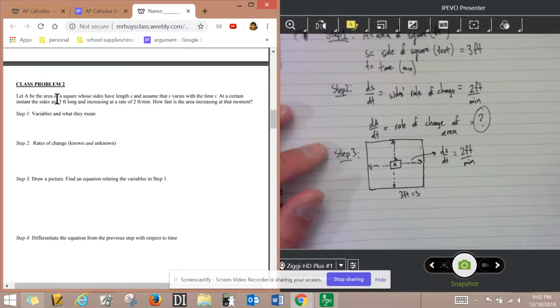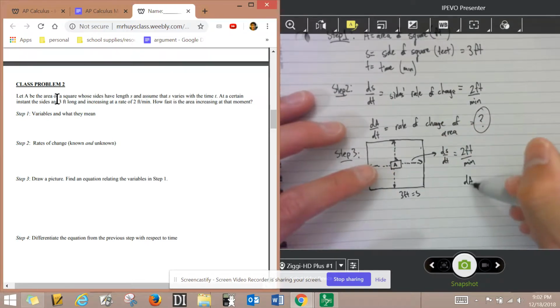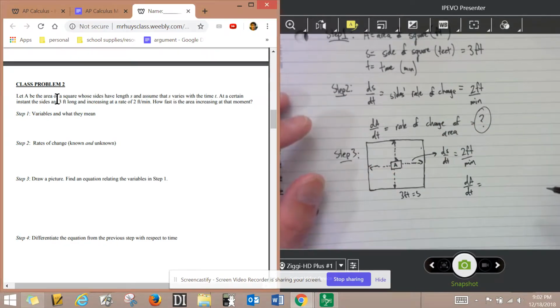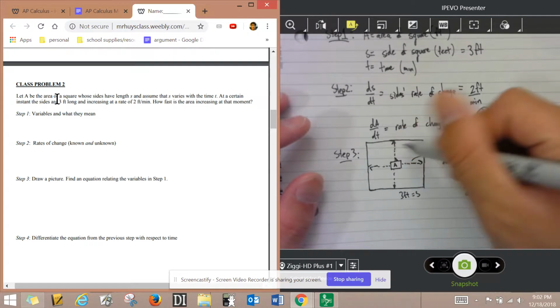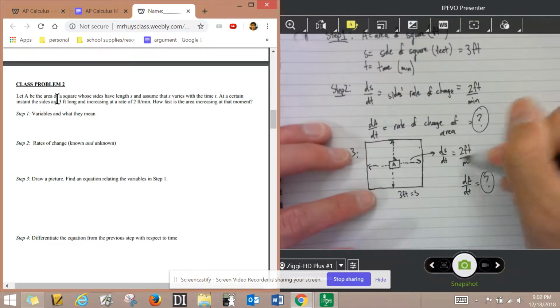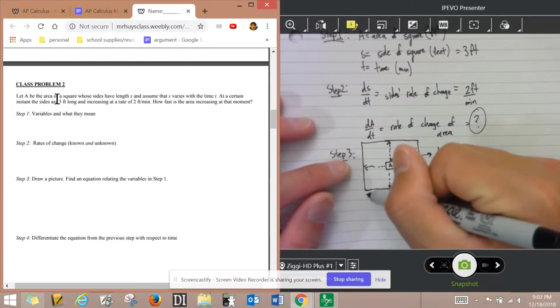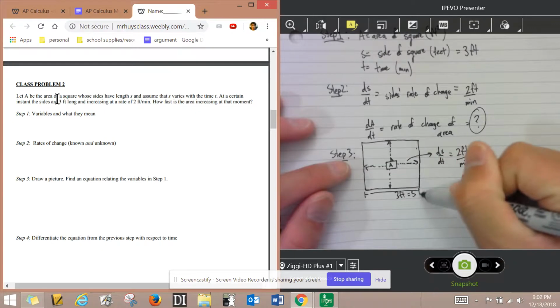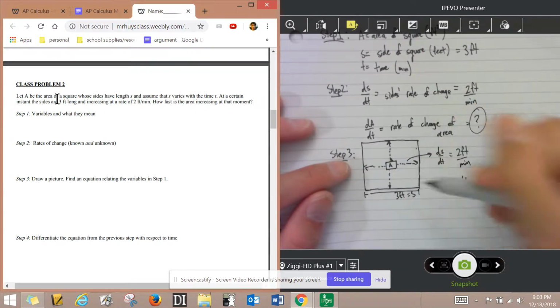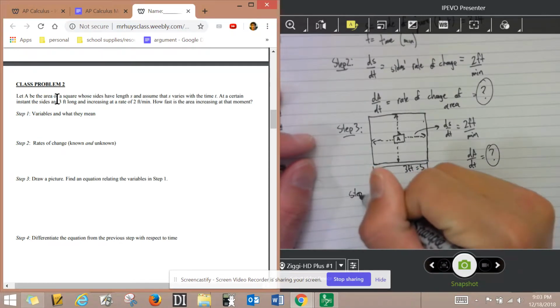Then we're asking, just as a whole, how fast is the area changing in that instant where the rate is 2 feet per minute and the side lengths of each of the squares is 3 feet. Okay, so that's step 3. You don't have to draw it, but it helps.